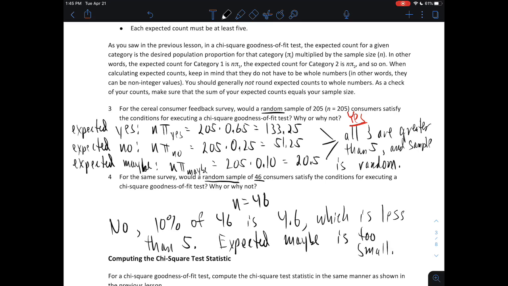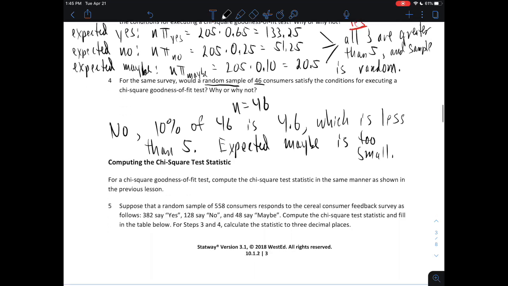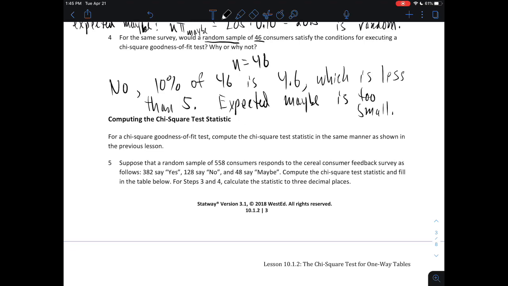So that's an example of a sample size being too small. So they definitely want to have something large enough where all of those expected counts are large enough. All right, once we have those conditions met, then we get to computing the chi-square test statistic, which we did see in the previous lesson. For a chi-square goodness of fit test, compute the chi-square test statistic in the same manner as shown in the previous lesson.